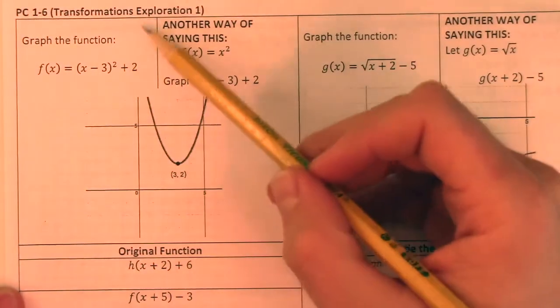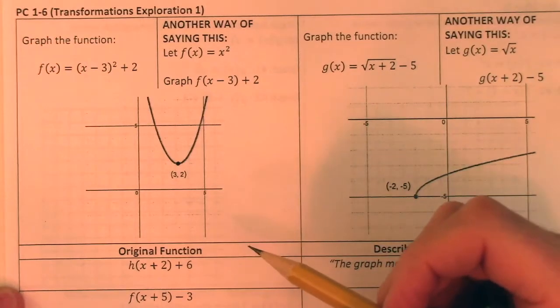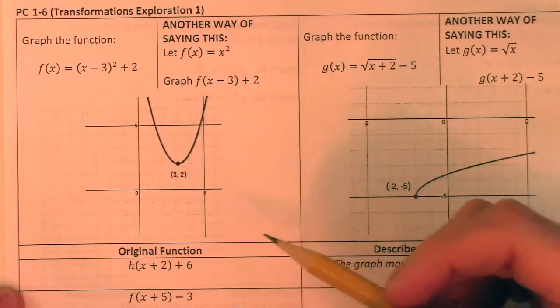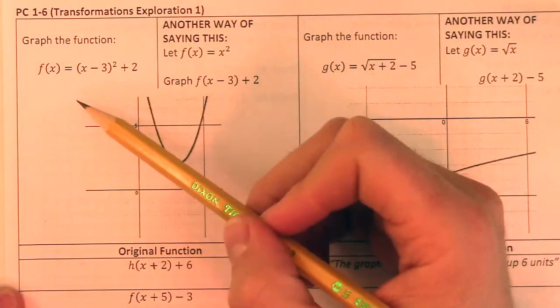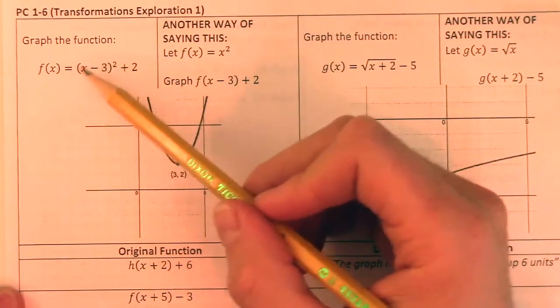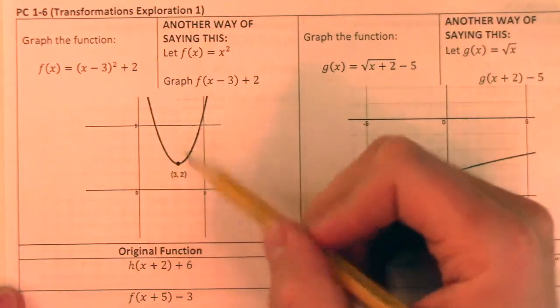Here we've got the transformations exploration number 1. There's another one that's going to follow. This one's focusing on actual equations that you're familiar with and transforming them. So on the left we have an example of just graph this function f of x equals (x minus 3) squared plus 2. Here we have that graphed.